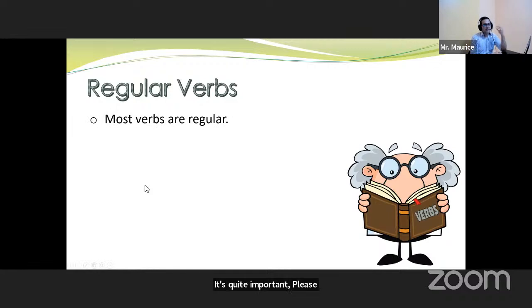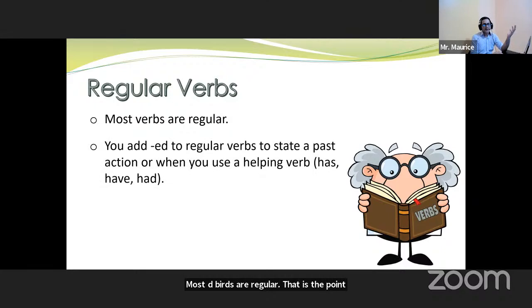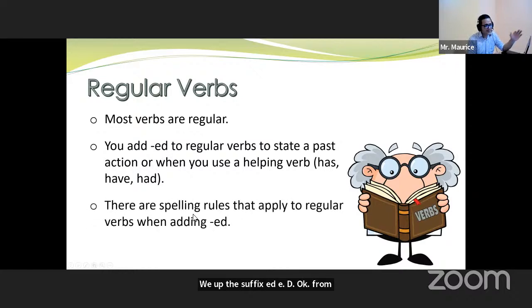Most verbs are regular. That is the point number 1. To switch one verb from present to past, we add the suffix ed. Ed, okay? From present to the past. But we have some rules in case we need to practice with most of the regular verbs. For example, please give me a minute. Let me use this. I'm sorry, please.